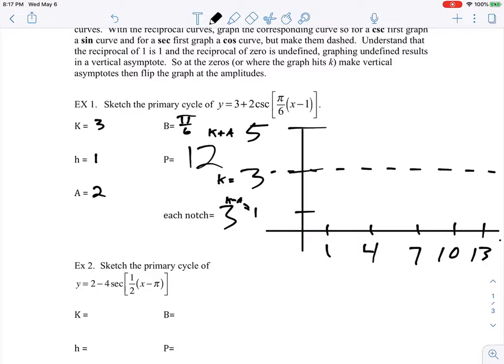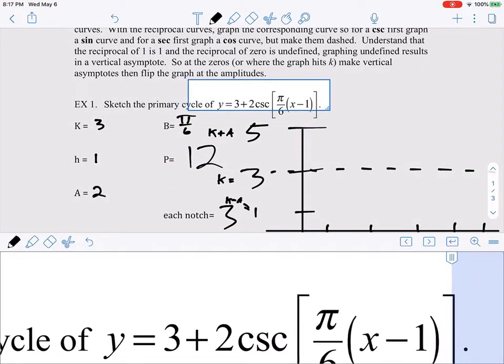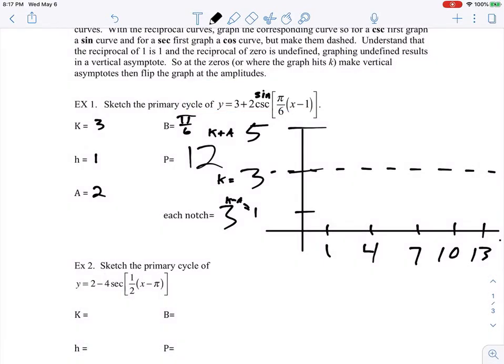This is how I'd set up any of the 4 graphs. Actually, any of the 6 graphs, really. So when we're looking at this, I'm looking at a cosecant. The cosecant is the reciprocal of the sine, right? So what I like to do when I do this is, this is actually like graphing a sine, okay? And I'm actually going to graph a sine curve, but I'm going to do it dashed instead of solid. And I'm going to switch.